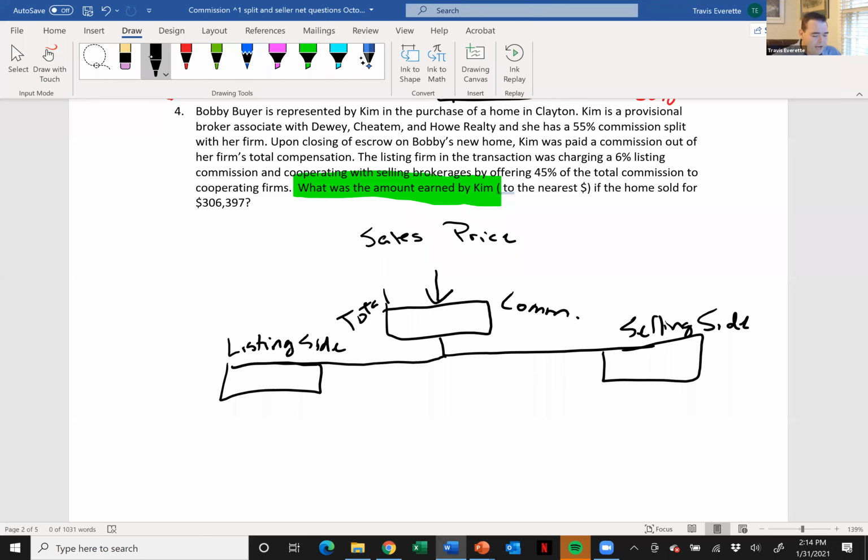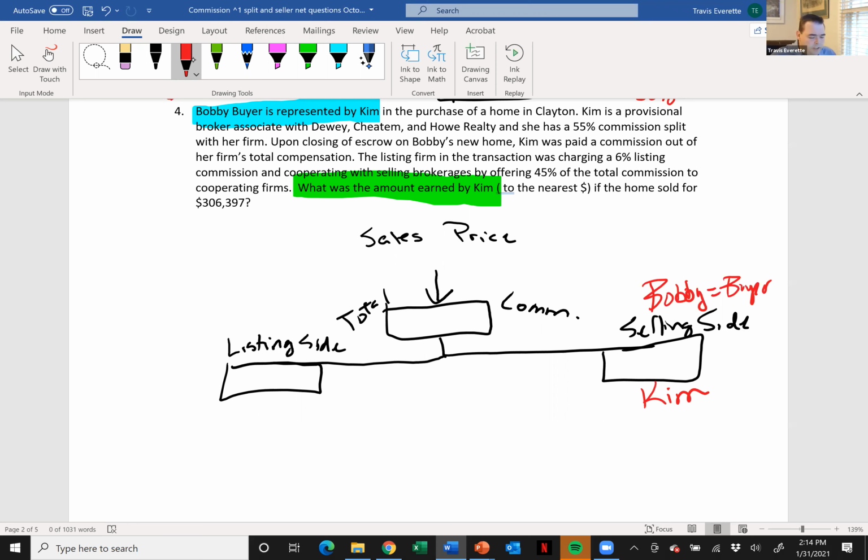It says Bobby Buyer is represented by Kim. Okay, well, I'm going to start right there. Bobby Buyer is represented by Kim. So I do know something already. I know that Kim is the buyer. And that's the selling side of the transaction. And I know, oh, so I'm sorry, Kim is not the buyer. Kim is the buyer's agent. Bobby is the buyer. Sorry about that. And Kim is his buyer's agent. I know that because it says Bobby Buyer is represented by Kim in the purchase of a home in Clayton.